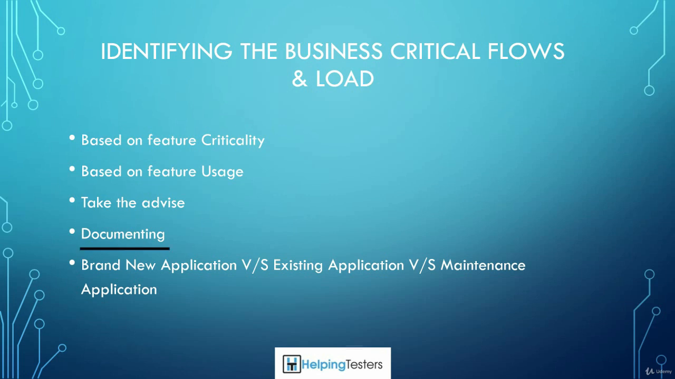So, the next thing, once you gather all the business critical flows, which are nothing but the application functionalities that need to be covered for performance testing, you need to document them in various documents. Some people document them in the test approach. The test approach tells about how your performance testing is going to be conducted, and some people document them in the test plan or test strategy document.